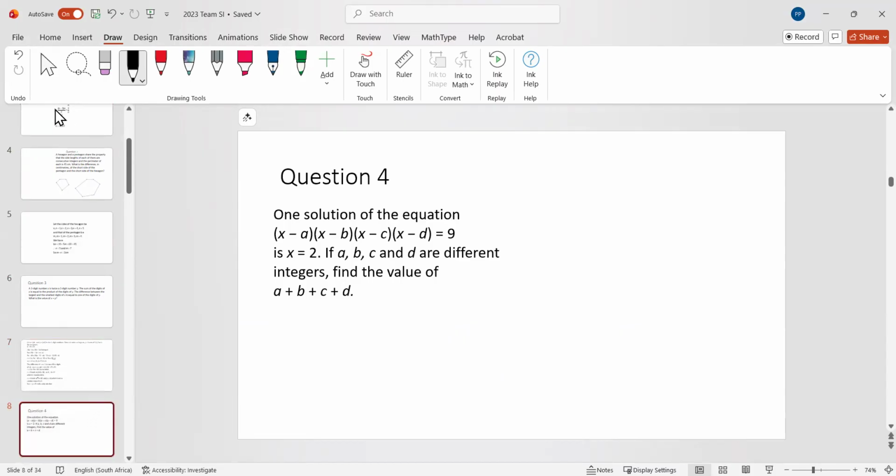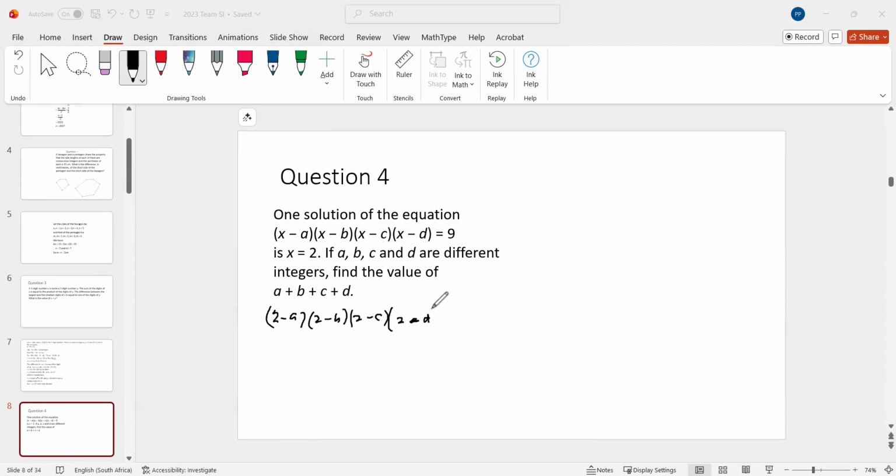So let me put x equals 2, because that is a solution. So I can have 2 minus a times 2 minus b times 2 minus c times 2 minus d is equal to 9. All right, so you got 4 numbers, all of them are integers, and they're all different because a, b, c, d are all different. And if you keep subtracting them from 2, these will be different. You got 4 different integers multiplied to give you a 9.